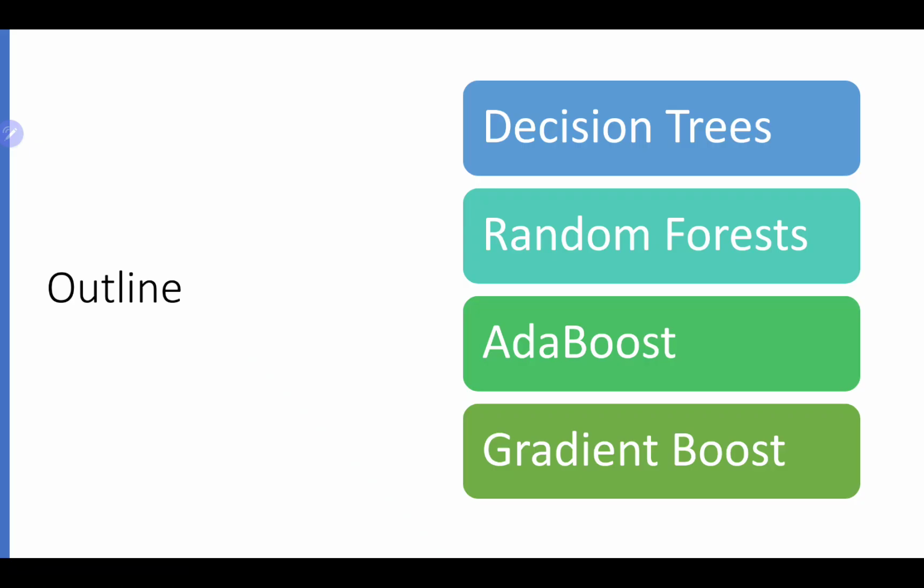Welcome to our topic this week, which is going to be about the different ensemble models. We're going to start with decision trees, and then we'll look into the random forest, the AdaBoost, and the gradient boost models.